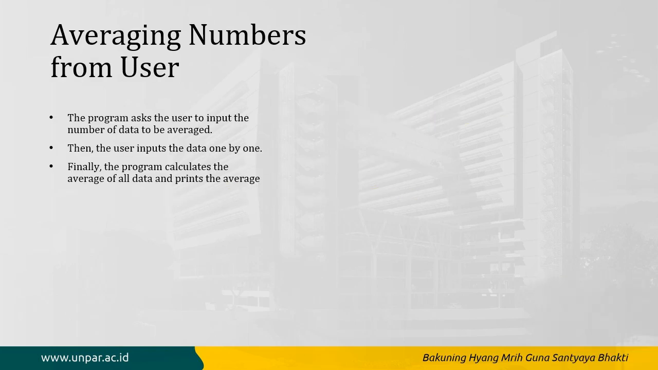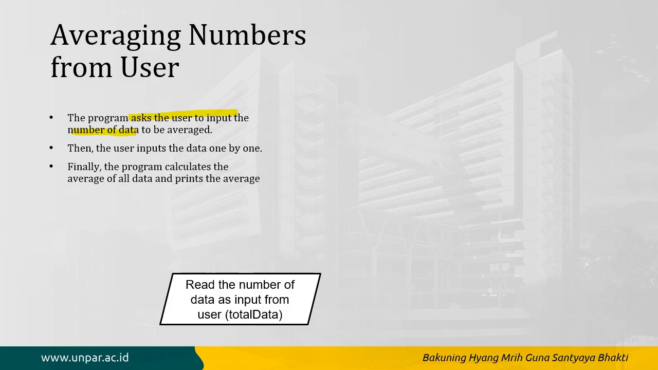You may start drawing the flowchart from anywhere you like, but if you do not have any idea, then you may just start by following the points in the problem. First it says the program asks the user to input the number of data. So we draw a parallelogram, which represents the input. We read the number of data as input from the user, and we store the total data that the user has in a variable called total data.